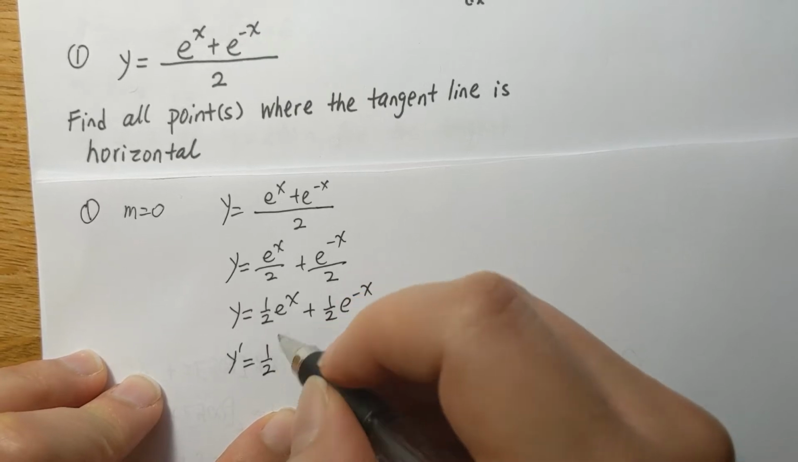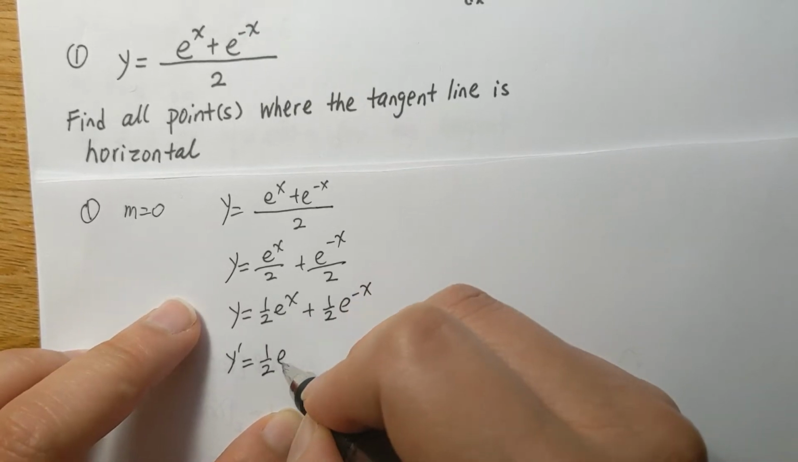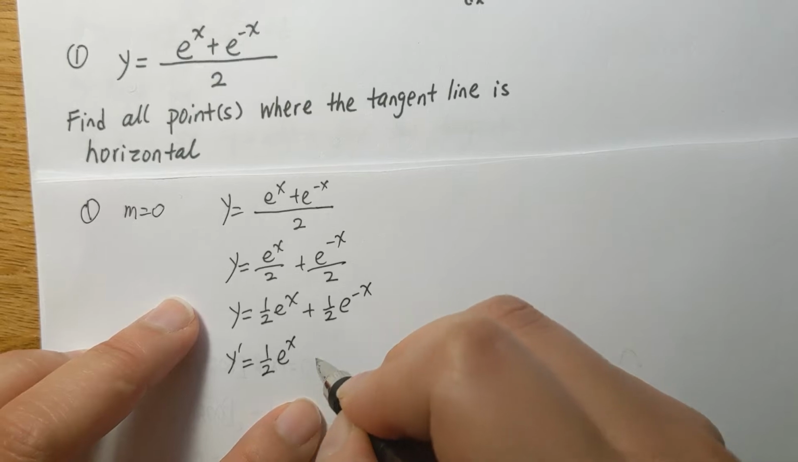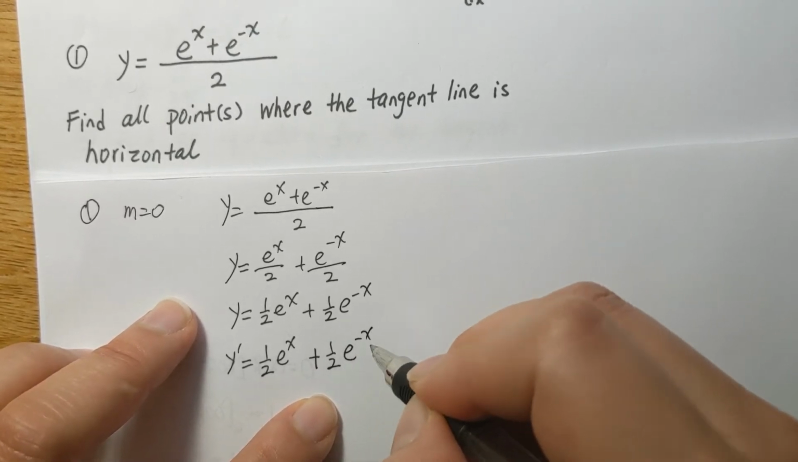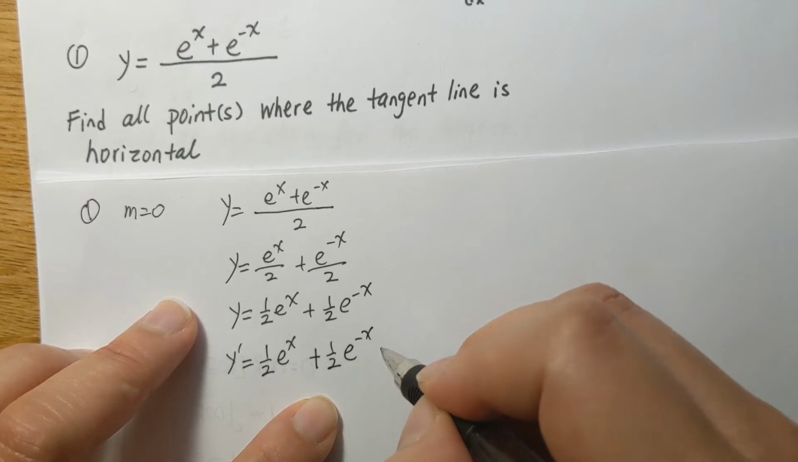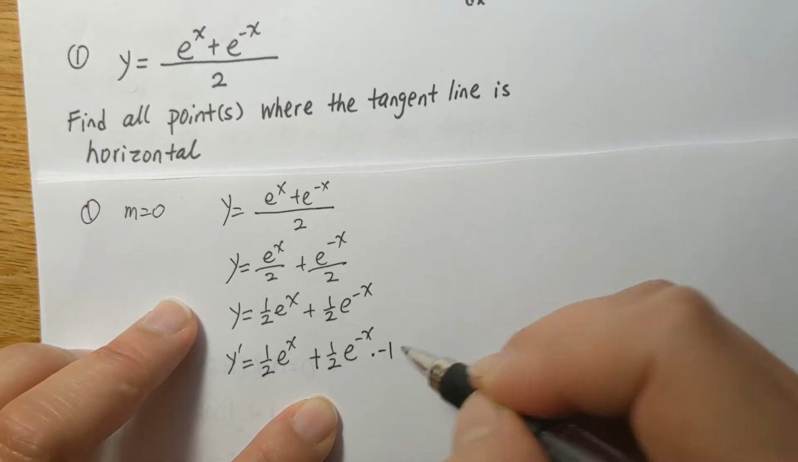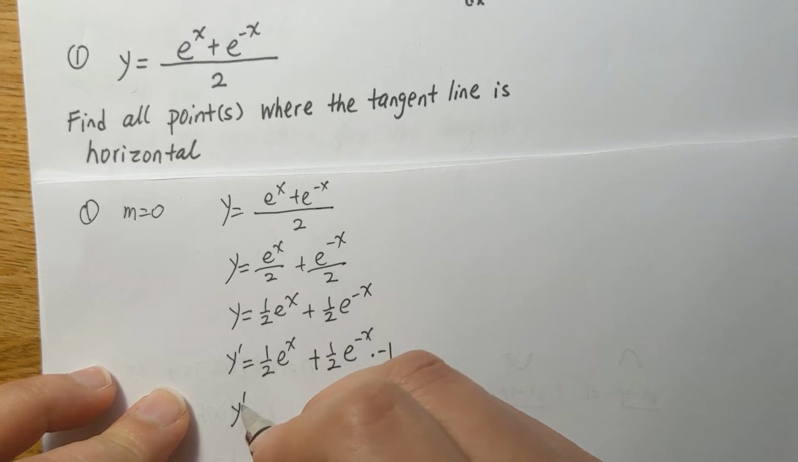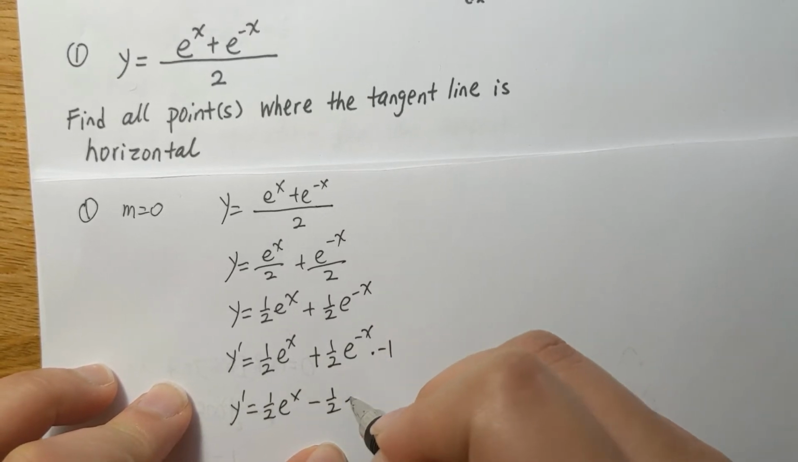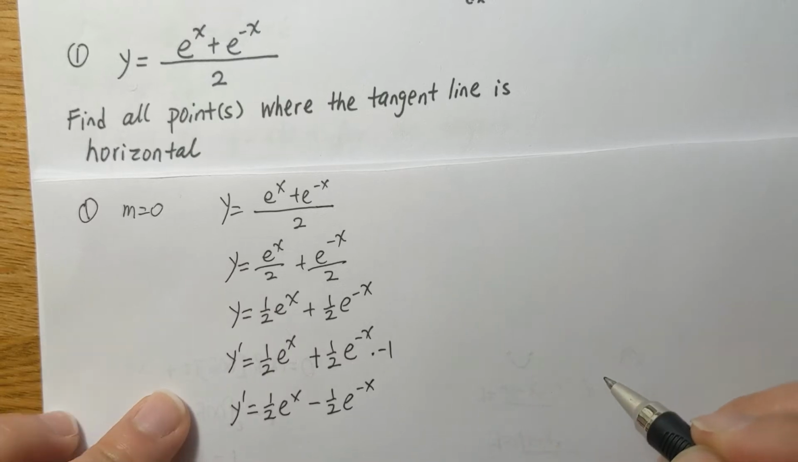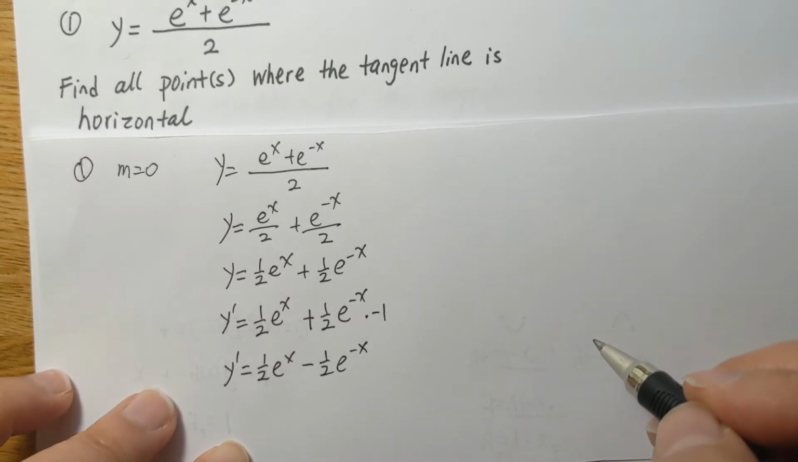1/2 stays the same. The derivative of e to the x is e to the x times 1. So 1/2 stays the same. E to the negative x, and then u is negative x, so therefore u prime is negative 1. So we get y prime equal to 1/2 e to the x minus 1/2 e to the negative x. So we found the derivative.